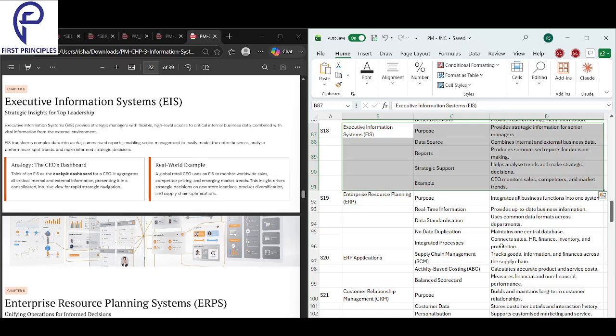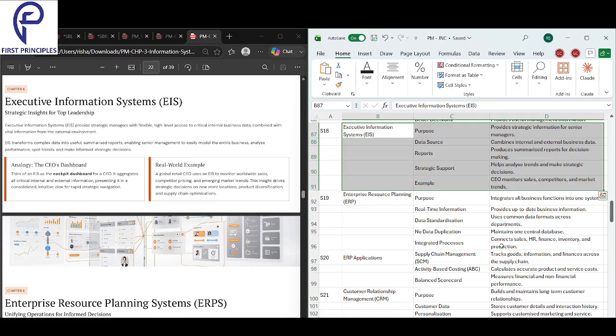All right. So first we looked into the purpose. It provides strategic information for senior managers. Second, data source. It combines internal and external business data. Reports. It provides summarized reports for quick decision making. Strategic support. It helps analyze the trends and make strategic decisions.